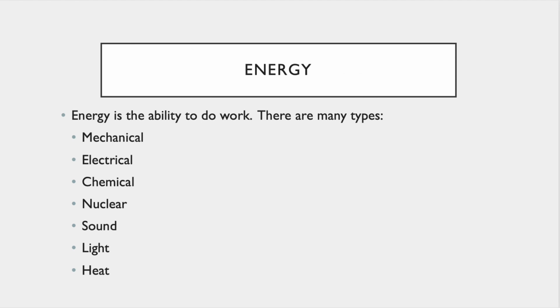So, energy is the ability to do work. There are many types of energy: mechanical, electrical, chemical, nuclear, sound, light, and heat. And we'll talk a little bit more about each of those next week. But these are the types of energy, and the one that we're focusing on in this unit is different types of mechanical energy. And so we'll take a look at those.